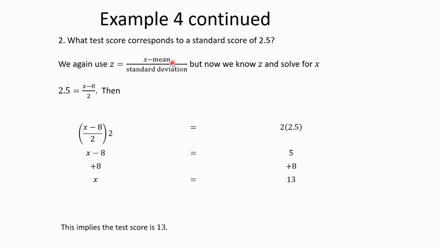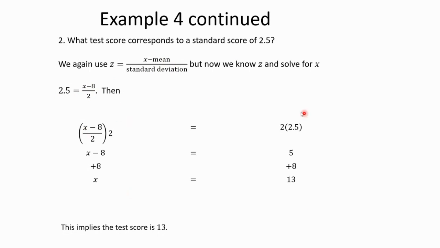Remember, the mean is the mean for the distribution, not the standard normal distribution. The standard deviation, same idea, is the standard deviation for that normal distribution. So let's get our work. We have z is 2.5. X is our unknown. We have x minus 8 over 2. So we're solving for x. It's an algebra problem now, which makes it fun.